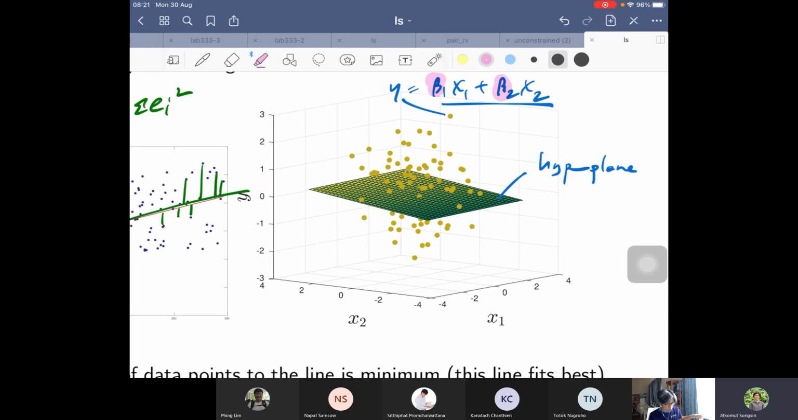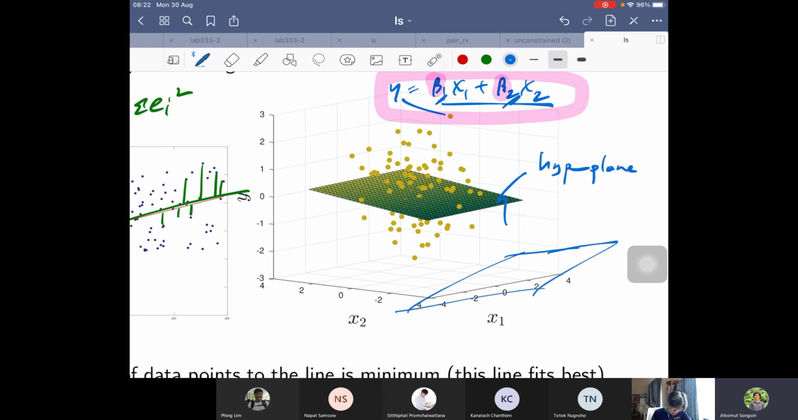So can you associate the normal vector of this hyperplane with the linear regression model? Napat, can you suggest what beta 1 and beta 2 suggest in terms of the characteristic of the hyperplane? Beta 1 is the slope in the x1 direction, and beta 2 is the slope in the x2 direction. Yes, but what is it called in terms of hyperplane? Ping, can you suggest?